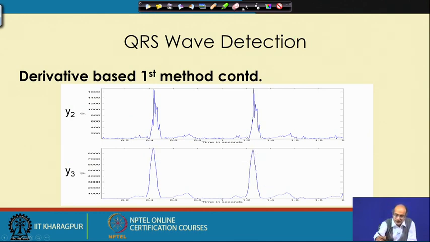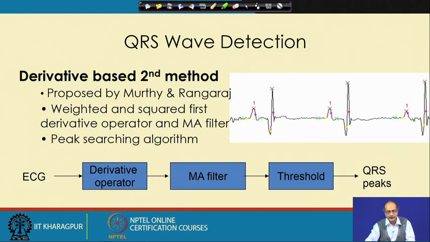So, this is the simple way we can see that even the very simple technique using the derivative, the first technique, which was initially proposed by Balda et al, works and gives us a reasonable output. Now, let us look for a more sophisticated technique. The second technique was proposed by Murthy and Rangaraj, they have proposed this technique.